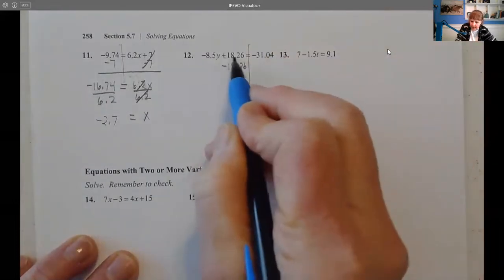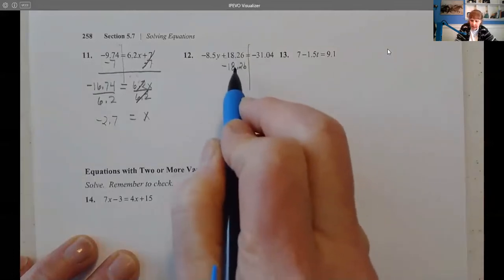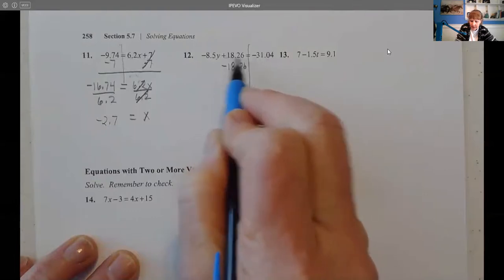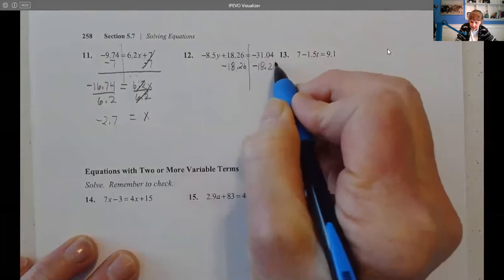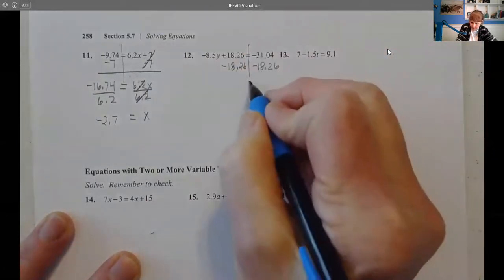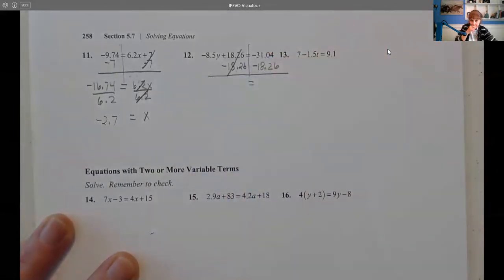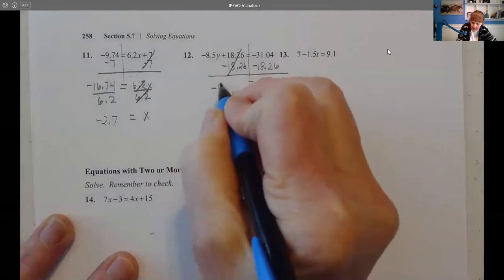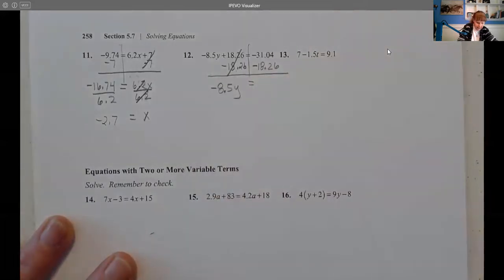So this is being added, so I'm going to add the opposite. This is the only time when you have the opposite is when you're getting rid of an entire term. So minus 18.26. Shorten that up a little bit. So that adds up to 0. So we just have a negative 8.5y.